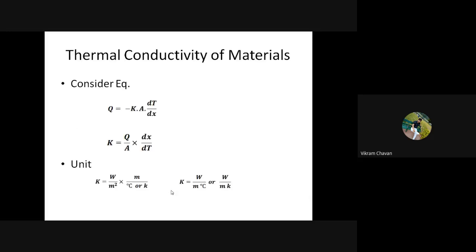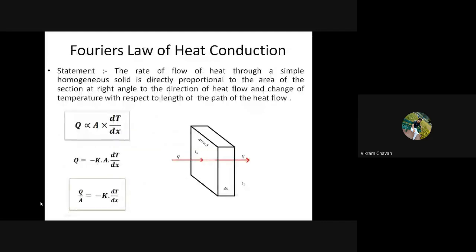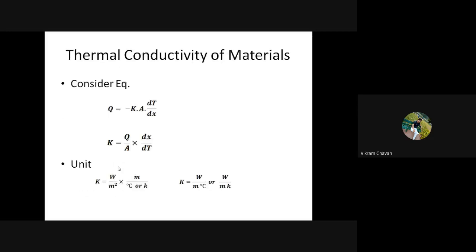Now the next thing is to understand what is meant by thermal conductivity. We have to focus on thermal conductivity. We have just discussed this equation; we will consider it as equation number 1: Q is equal to minus K multiplied by A multiplied by dT divided by dx. From this equation we try to understand what is meant by thermal conductivity. So give the heading: thermal conductivity of a material. Consider equation number 1 as Q = -K A dT/dx.